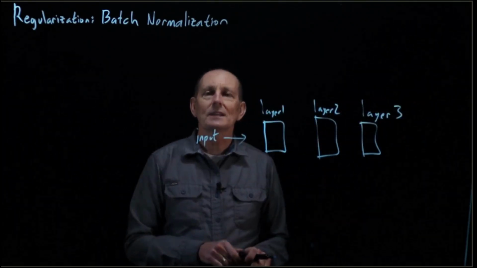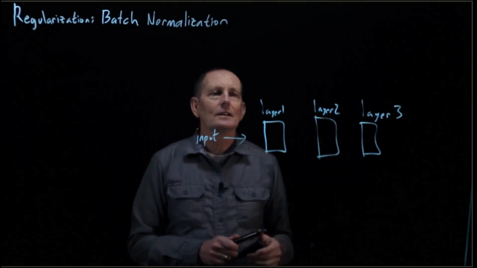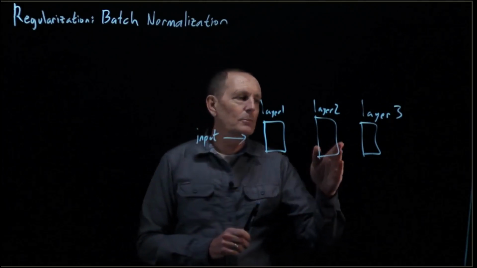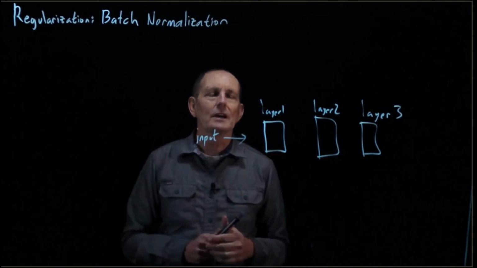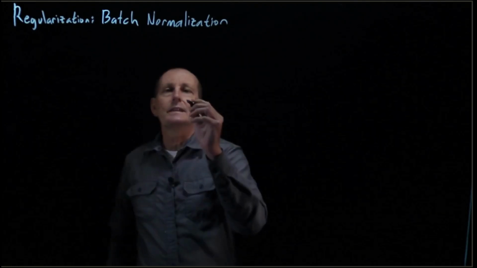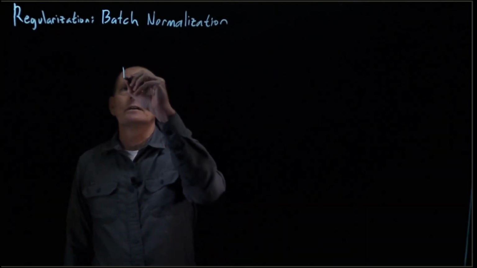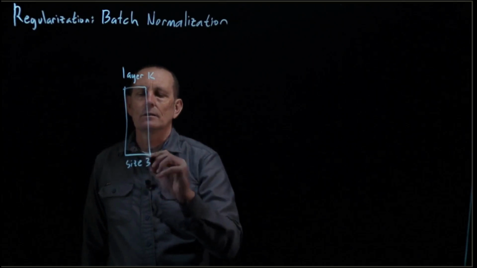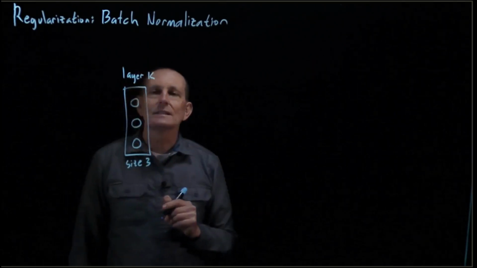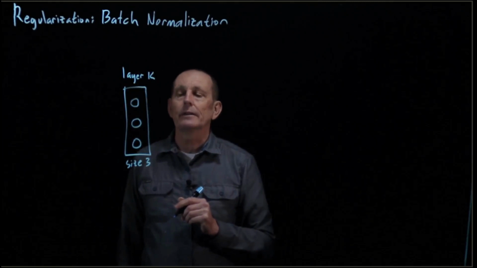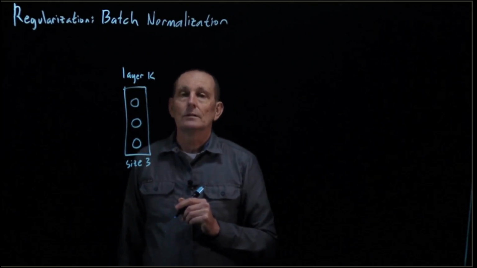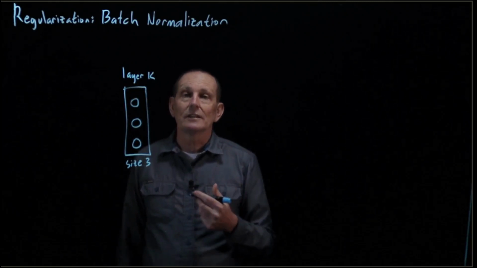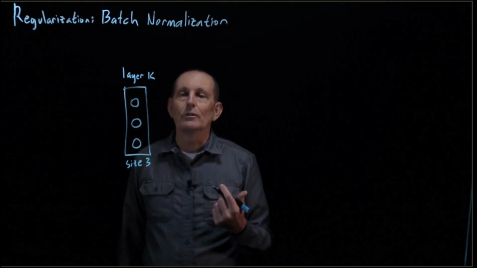So we've talked about normalizing input. Maybe we want to normalize the input to other layers as well, besides the first layer. Let's look at the output of layer K, and let's say this is size 3. How big is the output of layer K? Well, what does it look like? It looks like a vector of width 3.